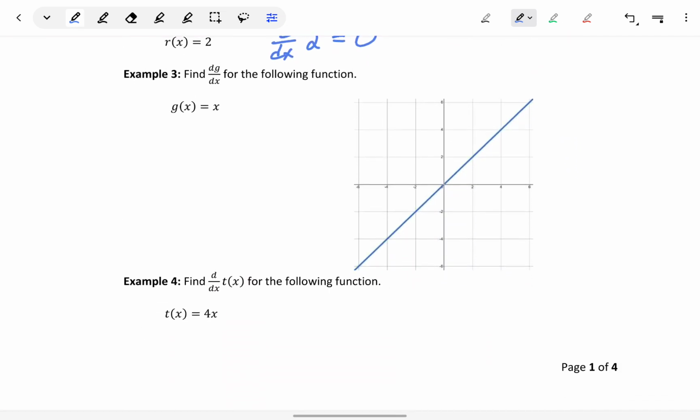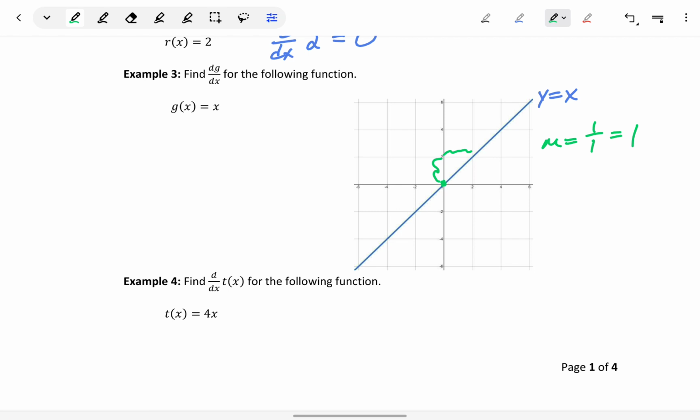In example 3, we want to find dg over dx for g of x equals x, which means we want to find the derivative of this function g of x. We have the line y equals x graphed over on the right. And what we can see from investigating that function is that to move from point to point, we move up 1 and to the right 1. Slope is rise over run. That means our slope in this case will be 1 over 1, or just 1.